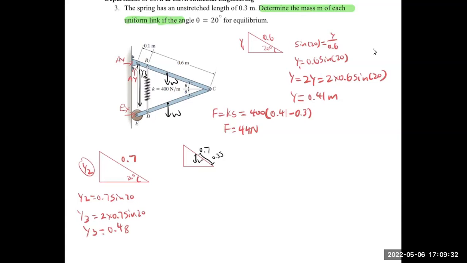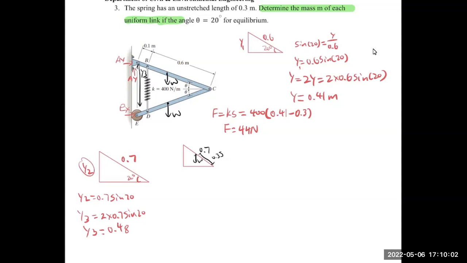Okay. So first, what can we do at this point? We know that from now on, we do everything in terms of using the equilibrium. So we have three equations to use. But right now we're going to use the moment equation because we don't know any forces in AY, AX, and EX. So what can we do to reduce down the unknowns?